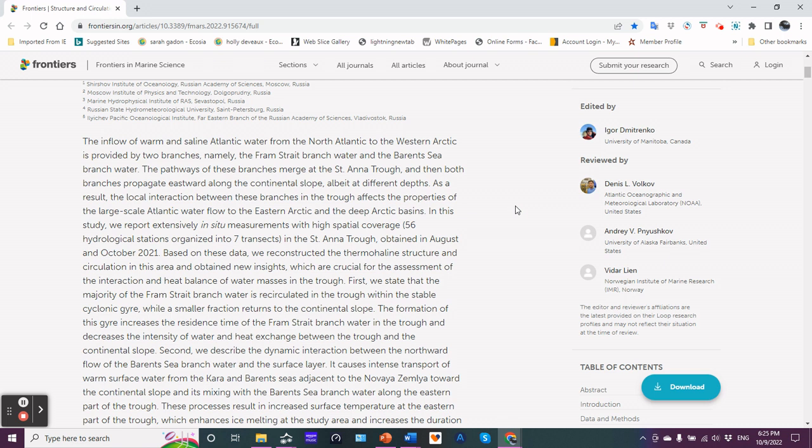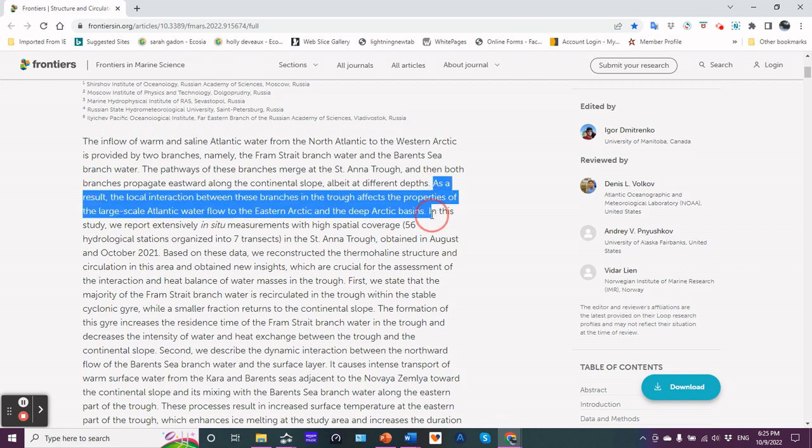As a result, the local interaction between these branches in the trough affects the properties of the large-scale Atlantic water flow to the eastern Arctic and the deep Arctic basins. Okay? That's important there.